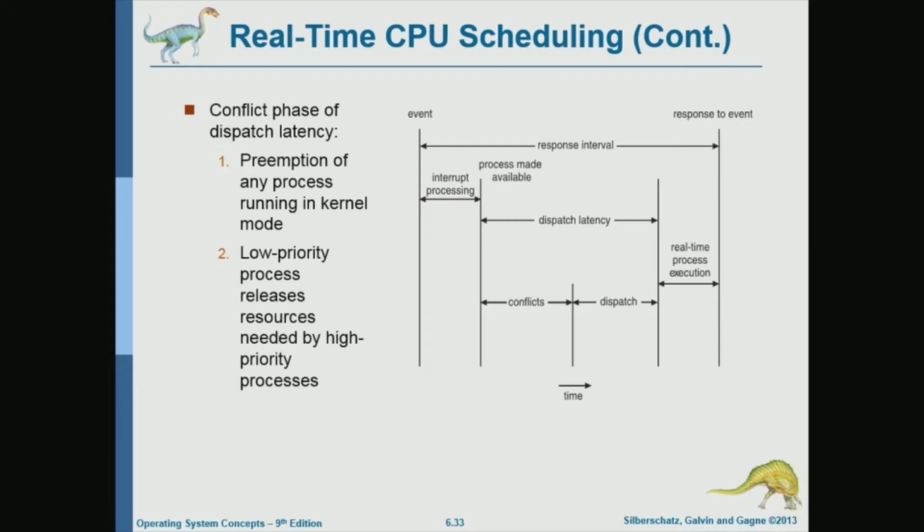But there is the context switching and all the processing that the operating system has to do in order to take the CPU from the process that is currently running on the CPU and give the CPU to the high priority process that has just arrived.